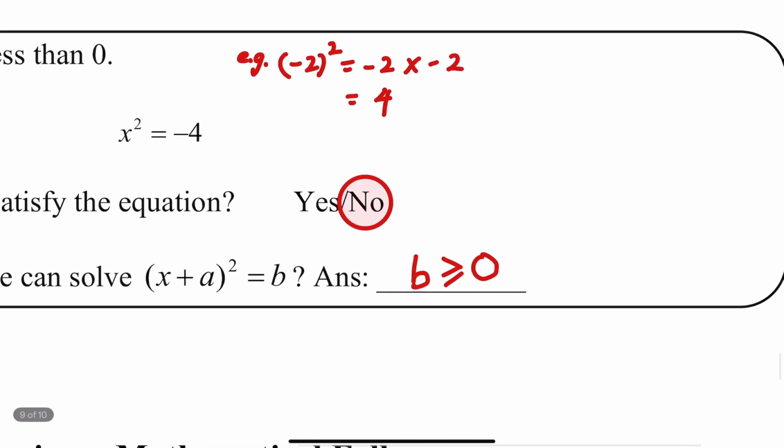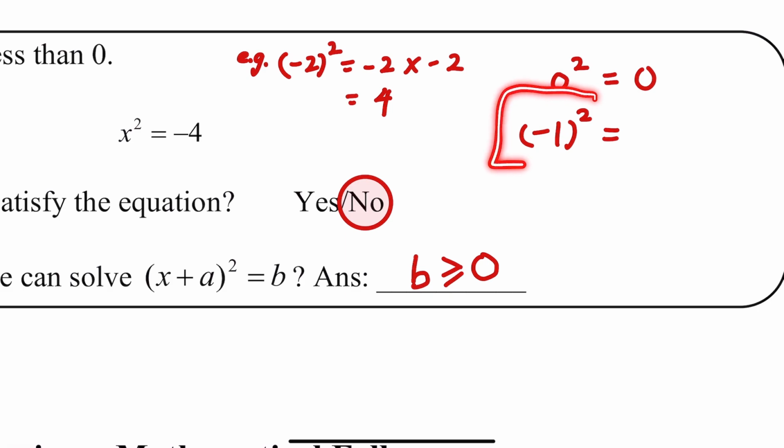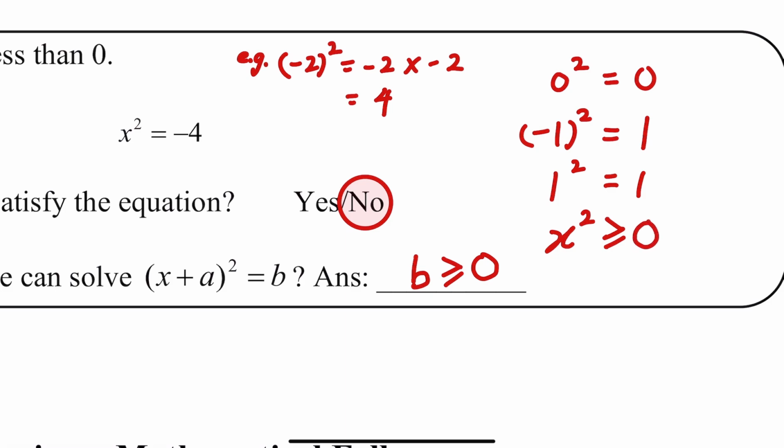So for example, why is it equal to 0? If I have 0 squared, this is equal to 0. Negative 1, the whole thing squared. If you press this in your calculator, you must put a bracket because this square applies to the whole negative 1. This is equal to 1. 1 squared is also equal to 1. So therefore, the smallest value of x squared, any number squared, is always greater than or equal to 0. It can never be a negative number.